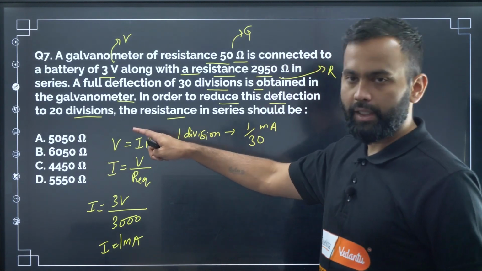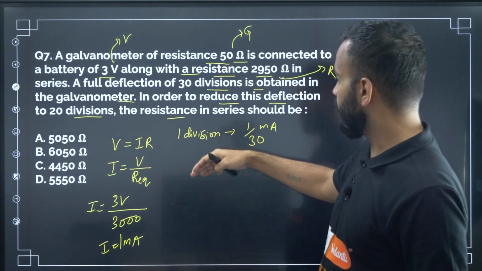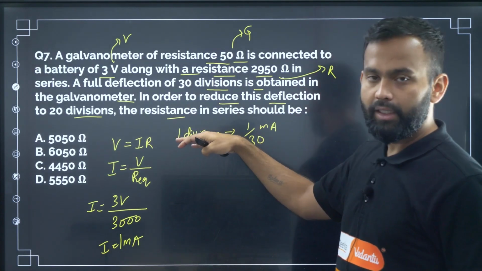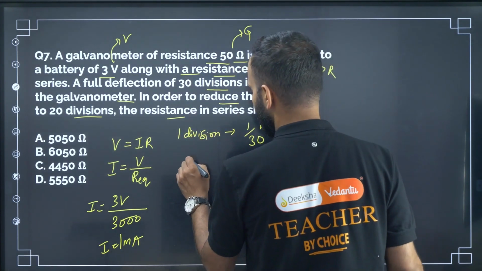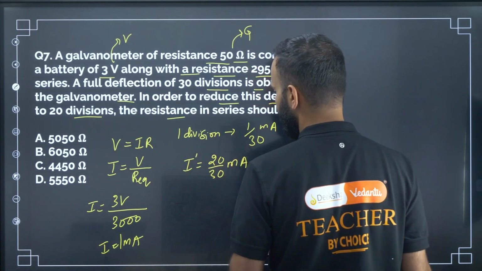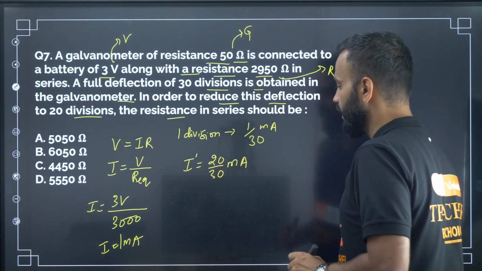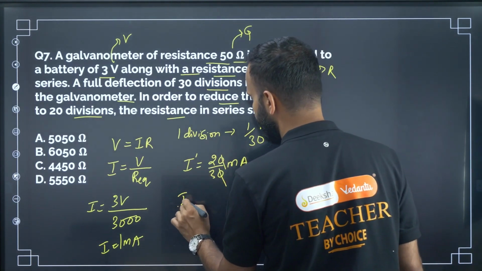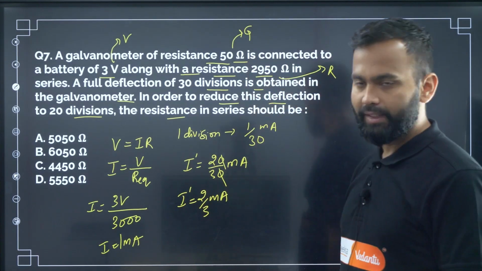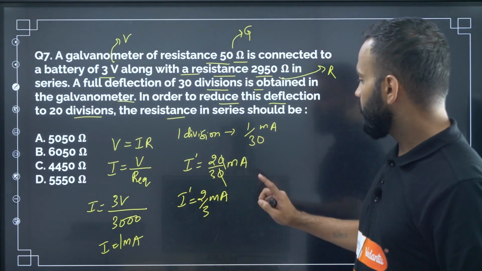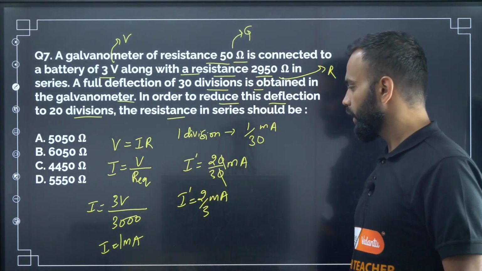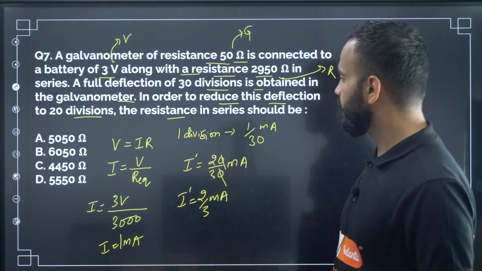So there are 20 divisions. We need to reduce 30 divisions to 20 divisions. That is, the current flowing through the galvanometer will be I dash equal to 20 divided by 30 milliampere. The zeros will get cancelled. Here I dash is equal to 2 by 3 milliampere. So what does that mean? We need to reduce the current from 1 milliampere to 2 by 3 milliampere.